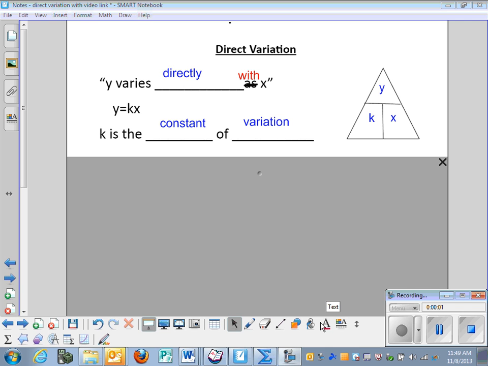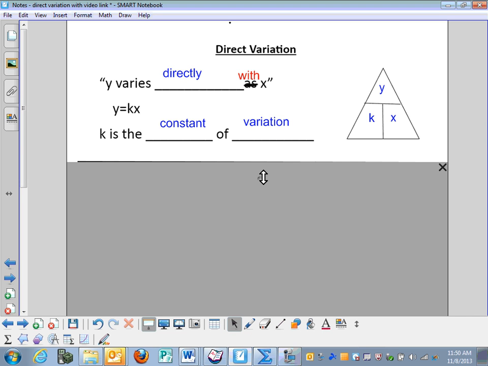Direct variation. A direct variation is when y varies directly with x. The equation we use is y equals kx. K is the constant of variation. We can also visualize this relationship in a triangle, where y is equal to k times x, or k is equal to y divided by x.